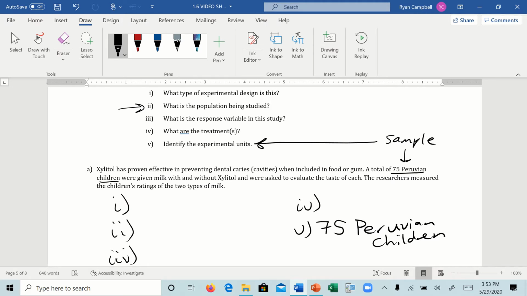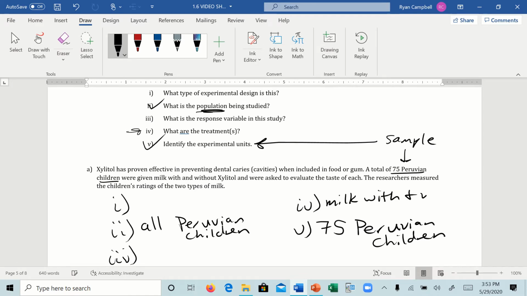So if your sample consists of 75 Peruvian children, what would be your population? Well, remember, population is everybody. So this is all Peruvian children. All right. So we got part 1, we got part 5. Let's look at part 4. That'd be another easy one. So what are the treatments in this case? What are we giving the children? Well, we can see we're giving them milk with and without the xylitol.